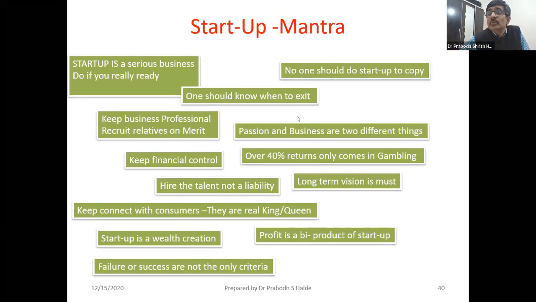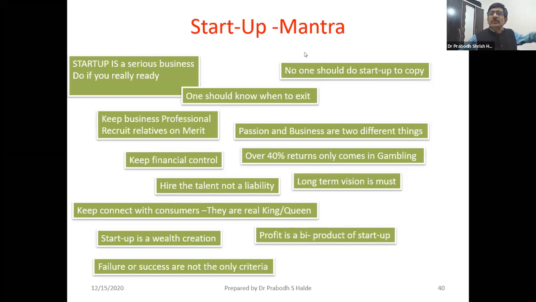Passion and business are two different things. I gave you the example of the cake. Keep finance under control. On one profit, you are giving a party to all your schoolmates and college mates. No. Keep finance under control. Long-term vision. Startup is wealth creation. It is not a money-making business. It's not a lottery business. Profit is a byproduct of the startup. You should get a kick out of the startup, not the money.